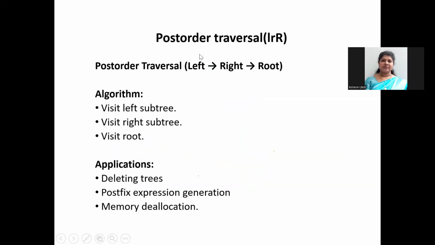So next is post order traversal, that is left, right, and root. You have to keep this all in mind: left, right, and root. You visit the left subtree, then the right subtree, and then the root. The main applications are postfix generation and memory deallocation. These are all done by using this.